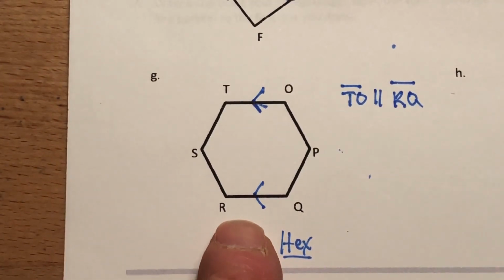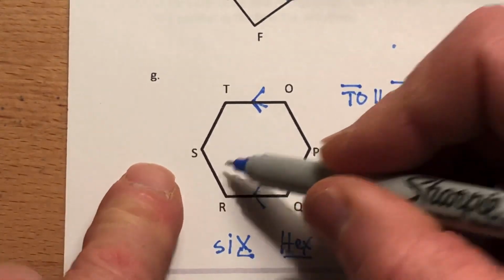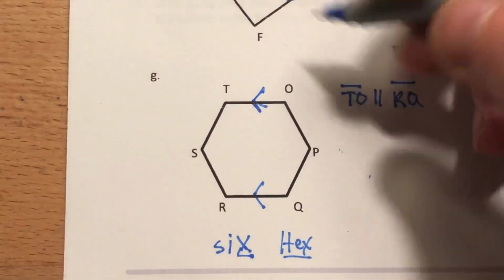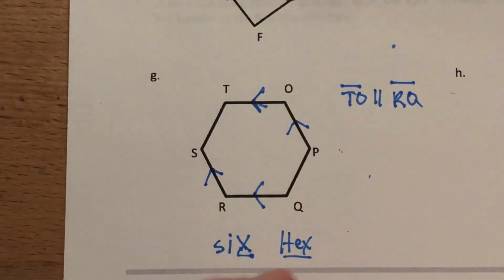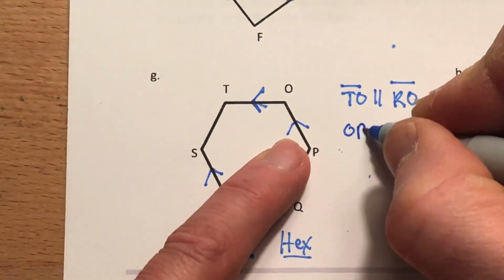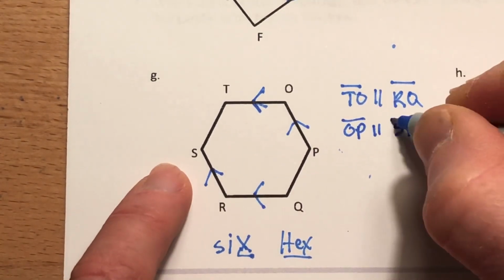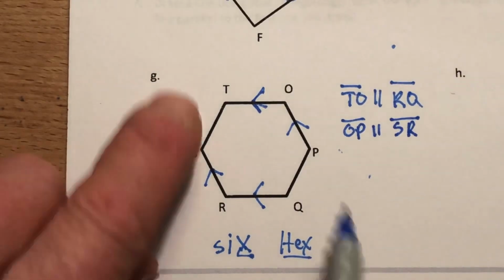I don't think so either. I'm going to look at OP and then look opposite of OP. Doesn't it look like those lines are going in the same direction? Yeah, because they are. So this side and this side are parallel to each other. So OP is parallel to SR. Shaker Road, right?